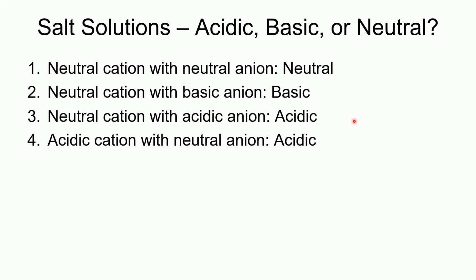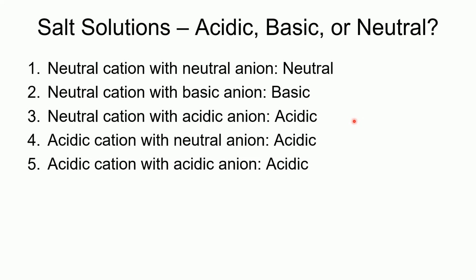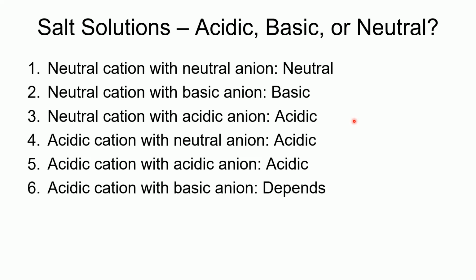If you have an acidic cation with a neutral anion, you will have an acidic solution. And then finally, this one is not as common, but it can technically happen. If you have an acidic cation with an acidic anion, you will have an acidic solution. All right, one last one that I want to show is if you have an acidic cation with a basic anion. Well, that depends.